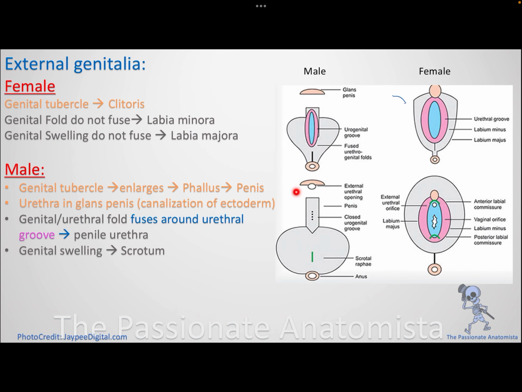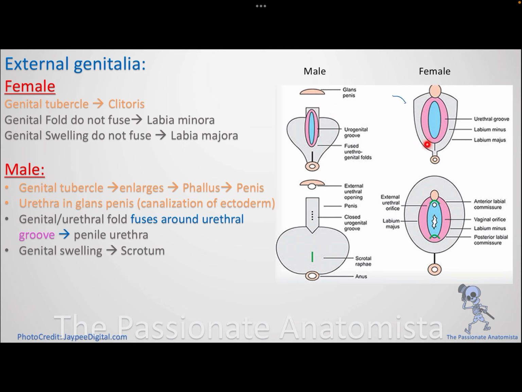Now, what will give you the genital tubercle, the pink color? What will it give you? It's going to give you, in female, the clitoris, and in male, it's going to give you the glans penis. Now, what will the genital fold give you?